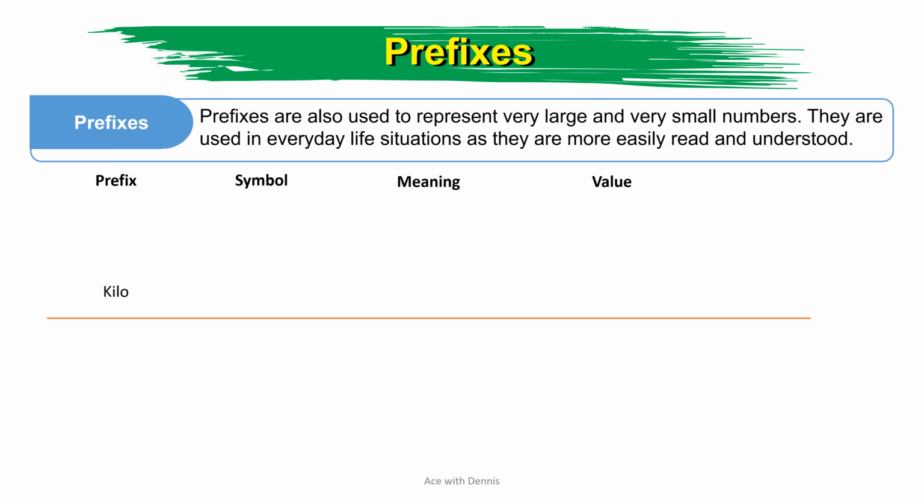So we start with kilo. The symbol is k. It means 1000, so the value is times 10 to the power of 3. Mega, symbol is M. The meaning is million, and the value is multiplied by 10 to the power of 6. The next prefix is giga. The symbol is G. It means billion. The value is times 10 to the power of 9.